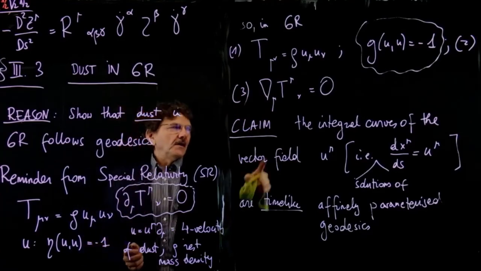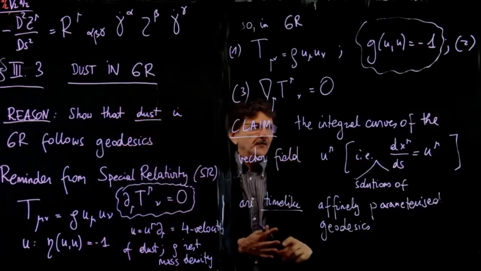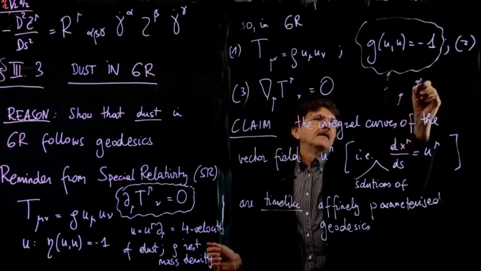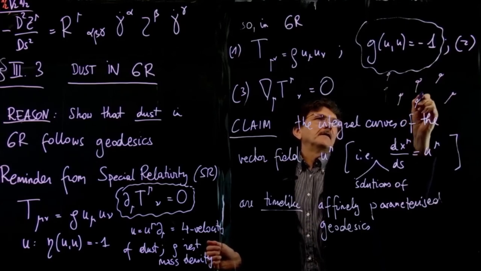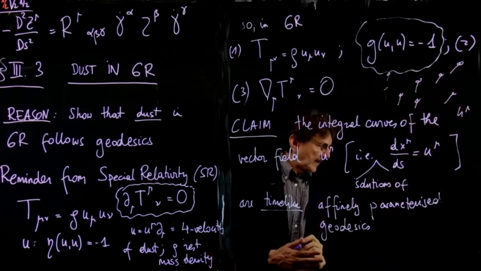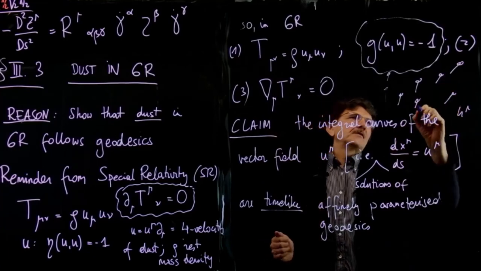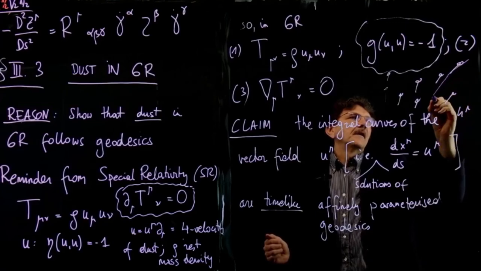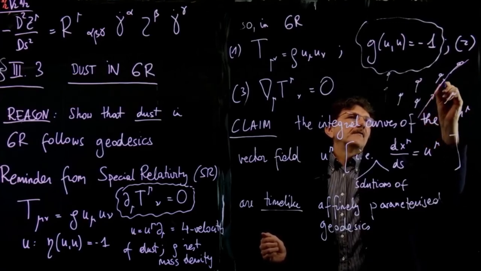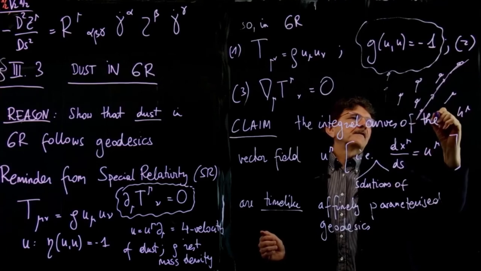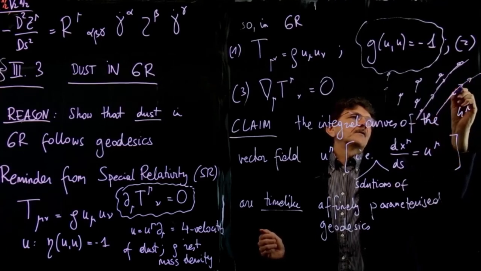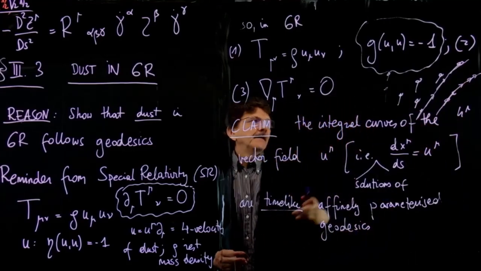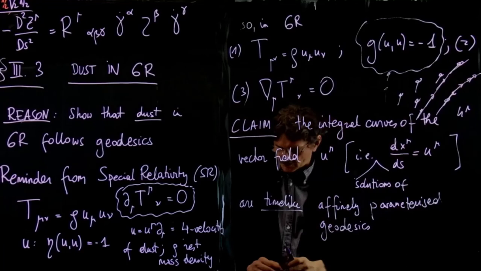So let's see. We want to prove this, right? So you have this vector field U all over the place, right? So U looks like that, and so this is your vector U mu. And you look at the integral curves, which means that you take a curve so that the tangent to this curve is this vector U everywhere, right? So these are the integral curves of the vector field, and these integral curves are geodesics.